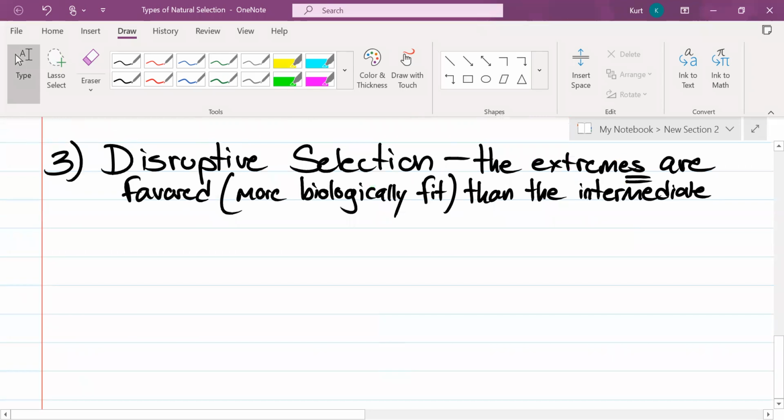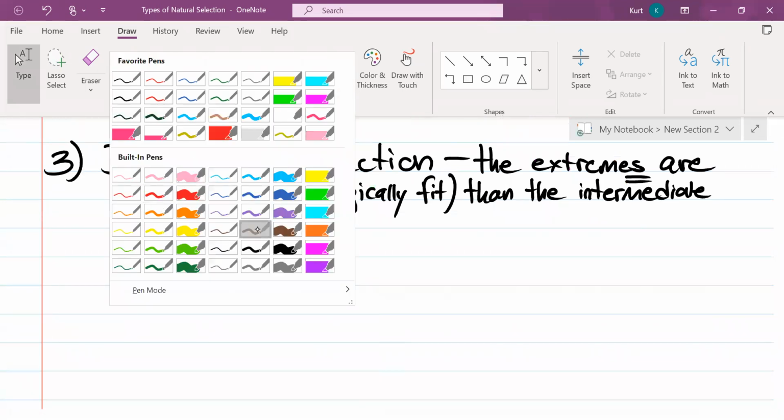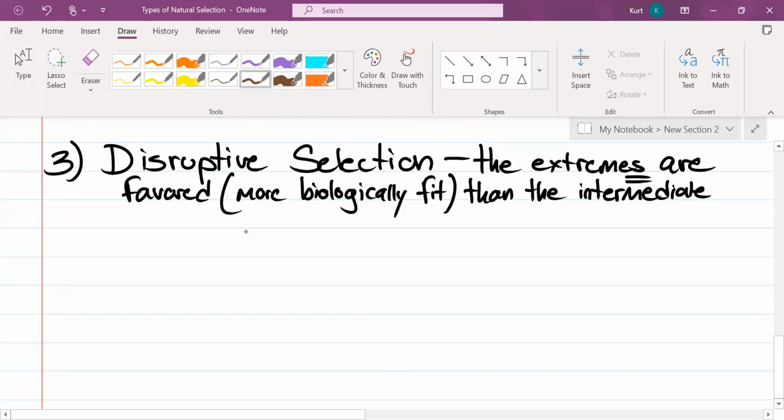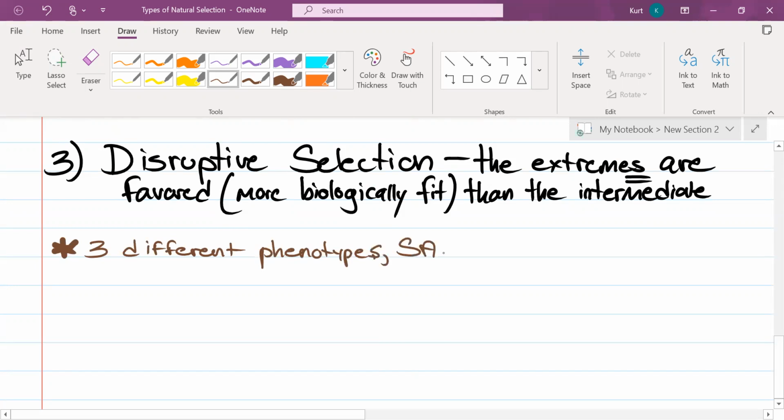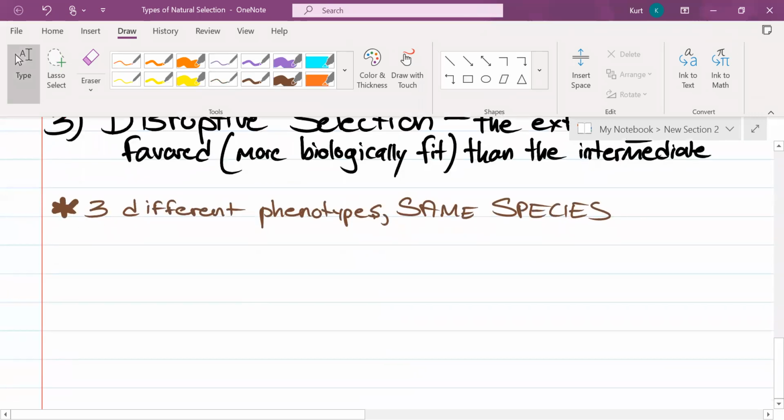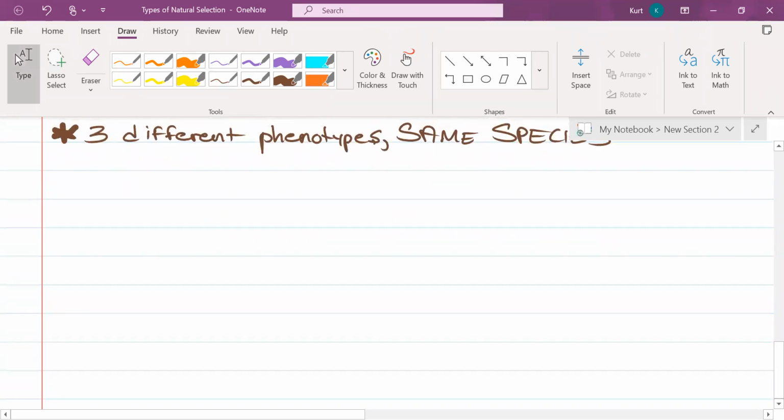So I'm going to go away from height, and I'm going to do another example. We're going to do fish. Just like the moths, all these fish are the same species, just different genotypes, phenotypes. 3 different fish, different phenotypes. Same species. Okay? So first off, let's make our X and Y axis here.